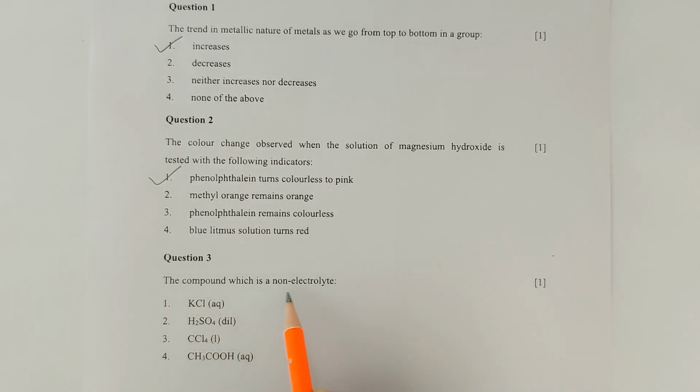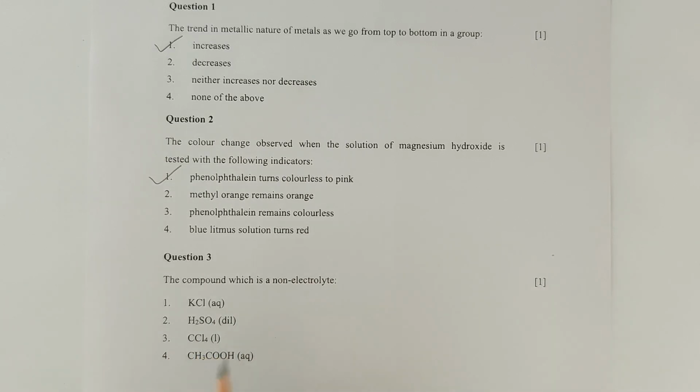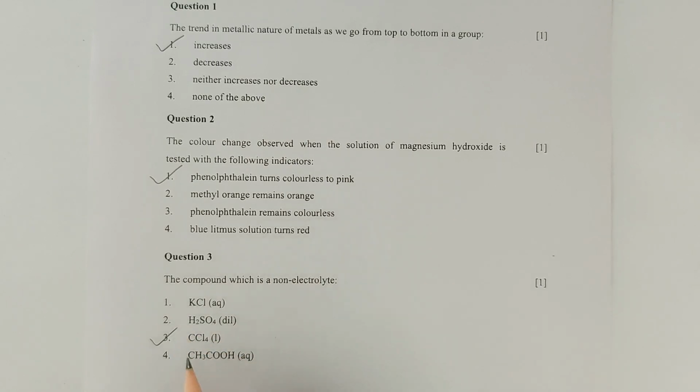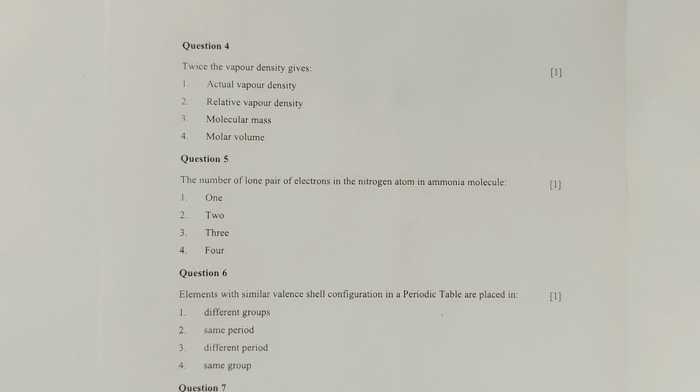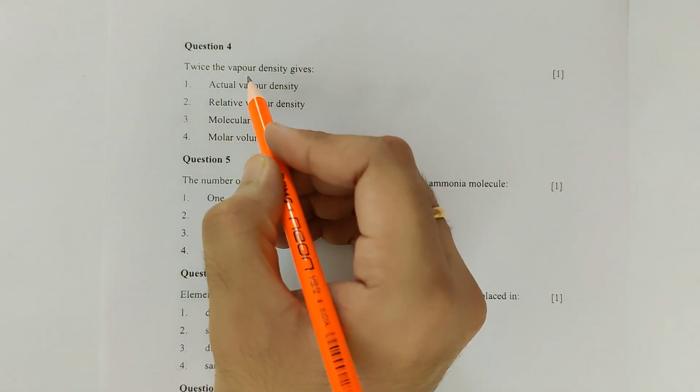The compound which is a non-electrolyte. Number 1, KCl, it is an electrolyte. Number 2, H2SO4, it is an electrolyte. Number 3, CCl4. Guys, this is not an electrolyte. That means option 3, CCl4 will be correct. Moving on to question number 4, we have twice the vapor density gives.